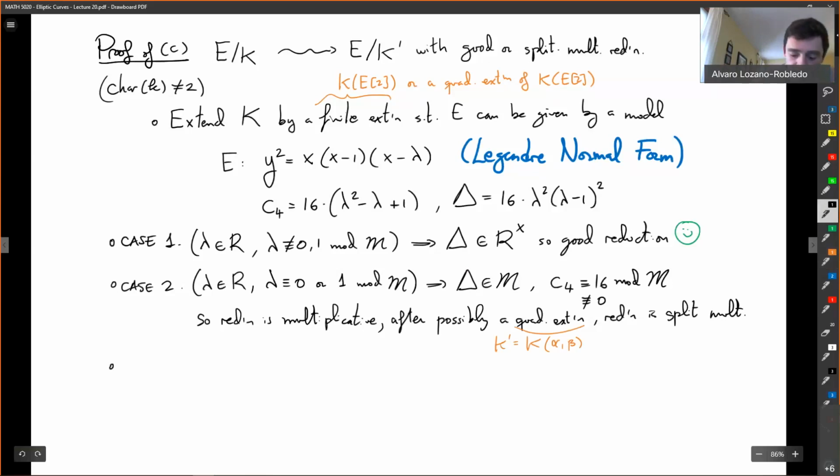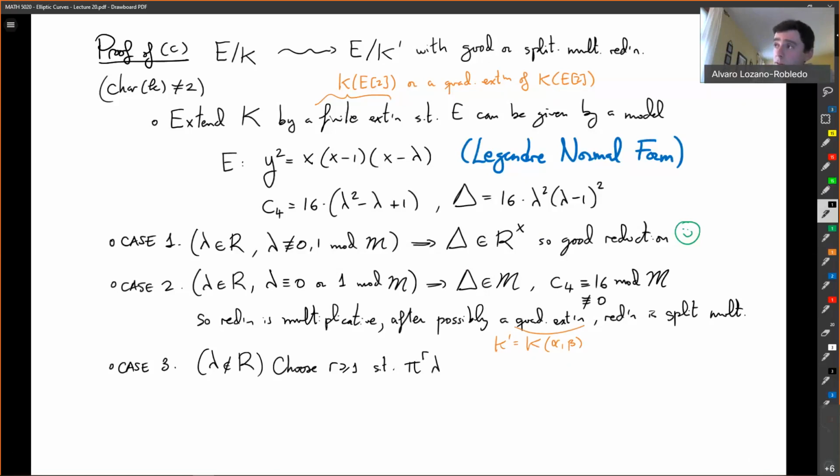And then there is case 3, which is the case that lambda is not integral. But if it is not integral, then I can multiply by something to kill the denominators. So choose r such that pi to the r times lambda is a unit, where pi is the uniformizer of R. Then what happens?